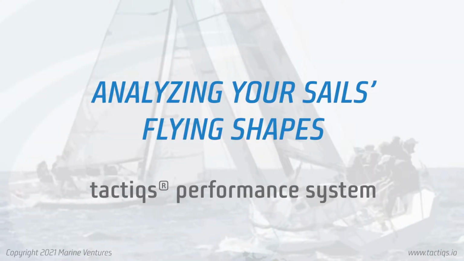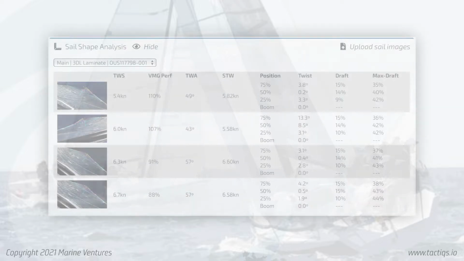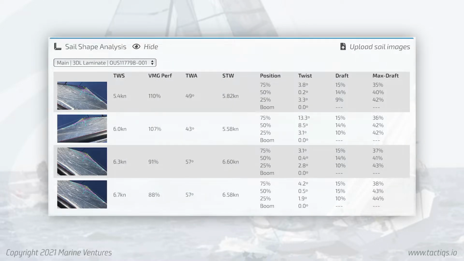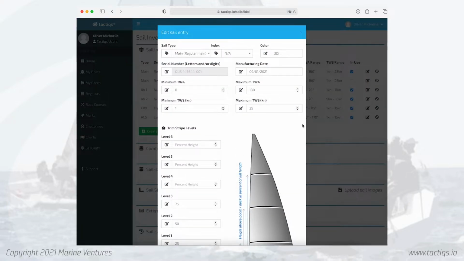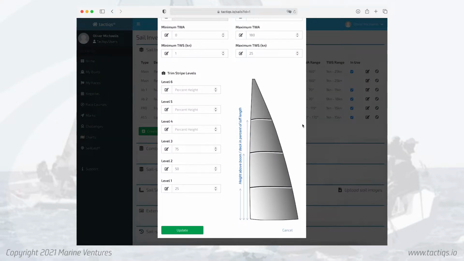This video explains how to use the Tactiqs Performance System to measure the live, flying shapes of your sails in different conditions and establish the fastest shapes for each set of conditions. In your sail inventory setup, you can add the sails for your boat, and for each upwind sail define the height at which the visual trim stripes are applied by your sailmaker. This information allows Tactiqs to correctly determine the overall sail shape based on its individual profiles at each stripe level.